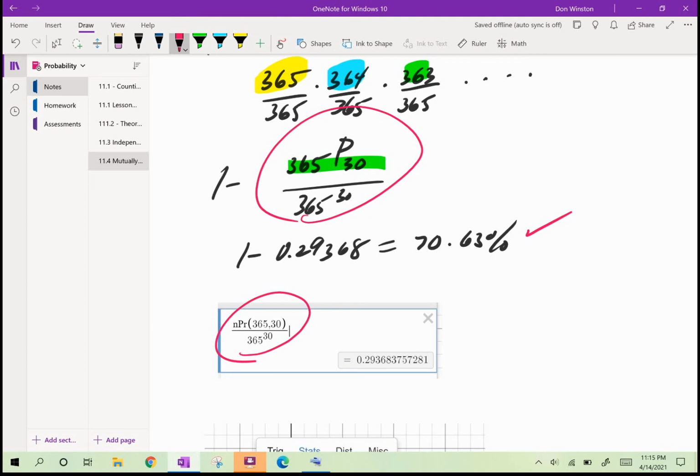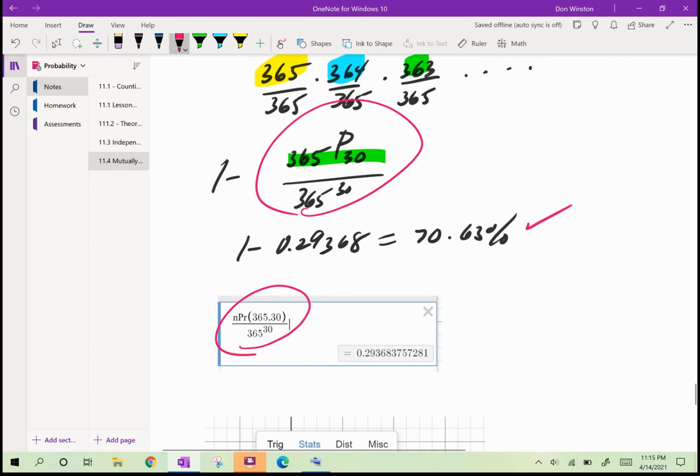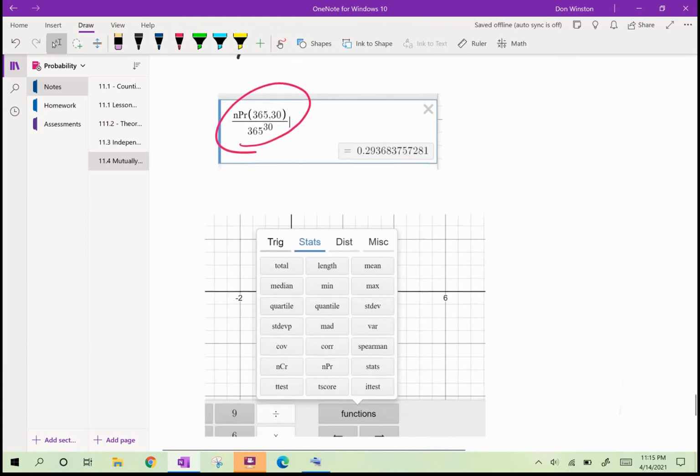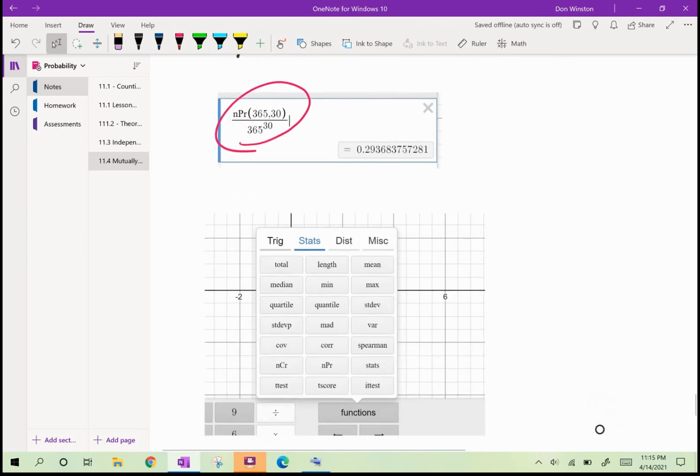NPR, 365 days taken 30 at a time, and then 365 raised to the 30. So again, you'd find those statistics for choose, NCR and NPR, in the functions and stats.